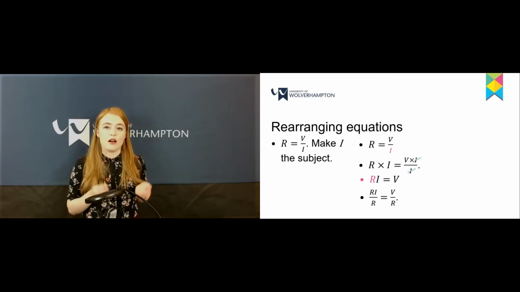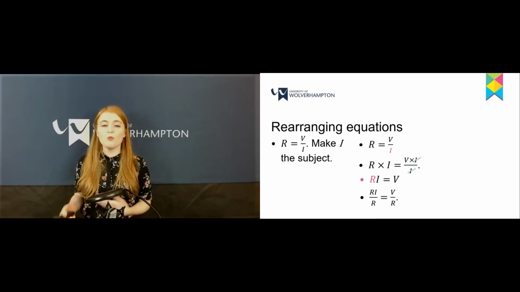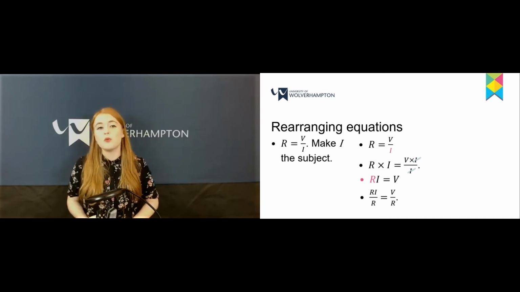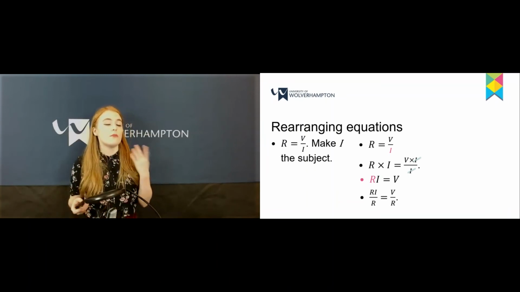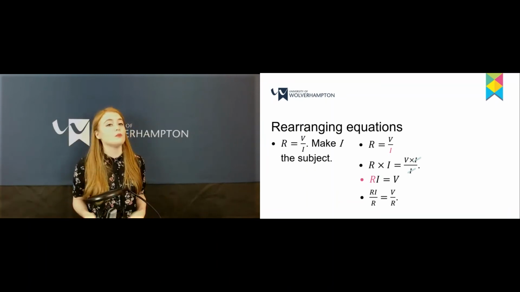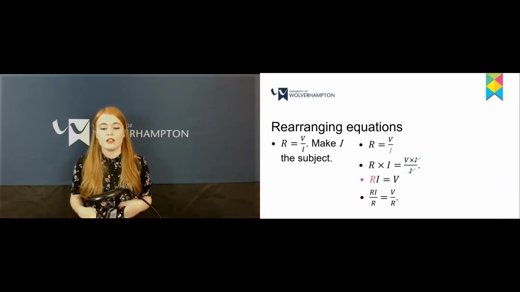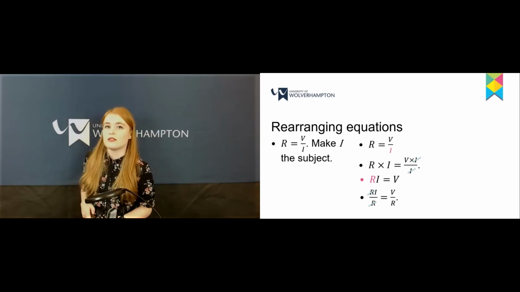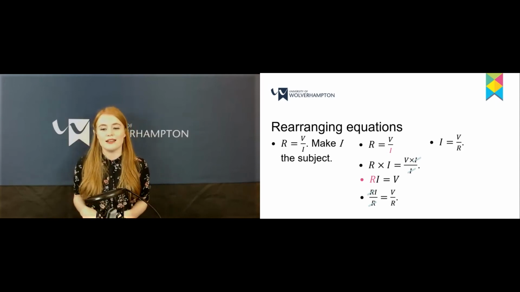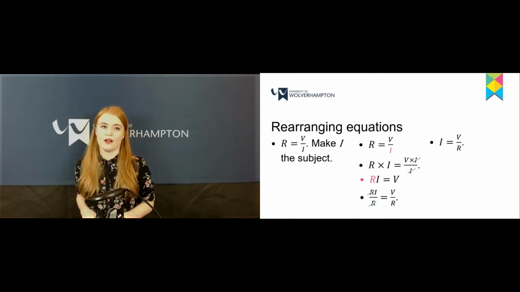We have r I equals v. Well, the thing that's in the way now is we have an r and we don't want an r, we want an I equals. So how do we get rid of a multiply by r? Well, we divide by r. So if we divide both sides by r, we end up getting v over r. So our answer is I equals v over r.